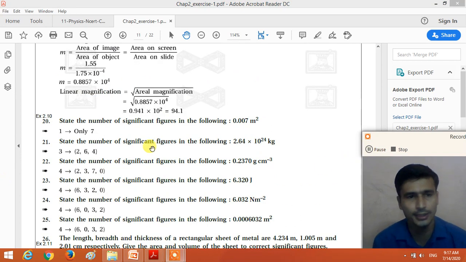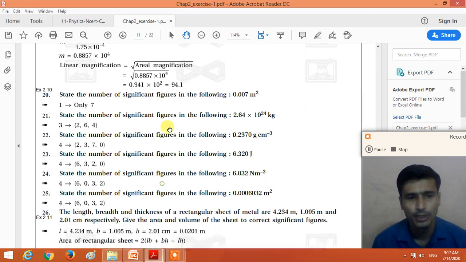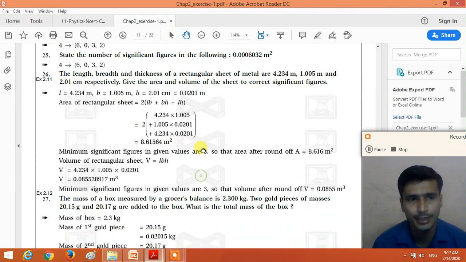So dear student, understand how to calculate the significant figures and significant digits in any number. For more detail about significant digits and significant figures, see the previous video on significant figures and the rules for finding them. Now, example number 2.11.